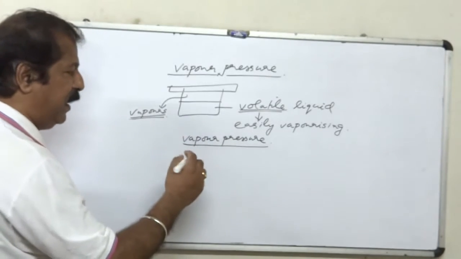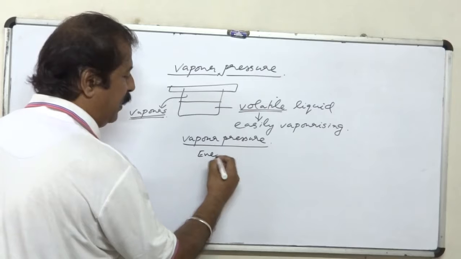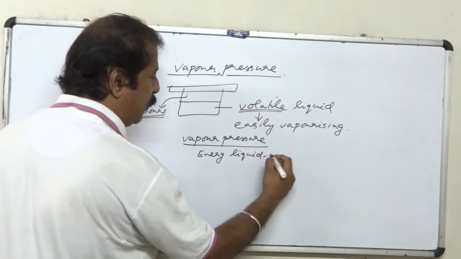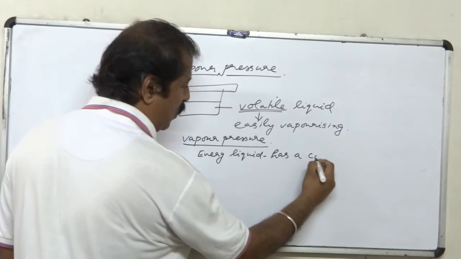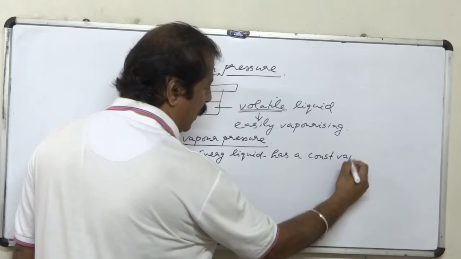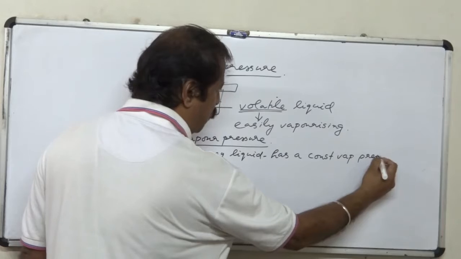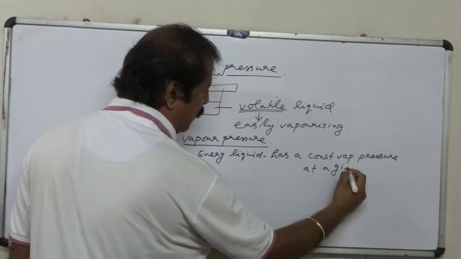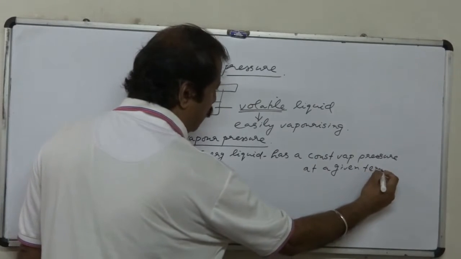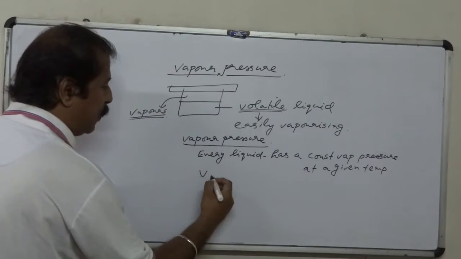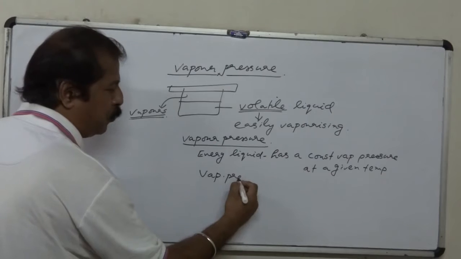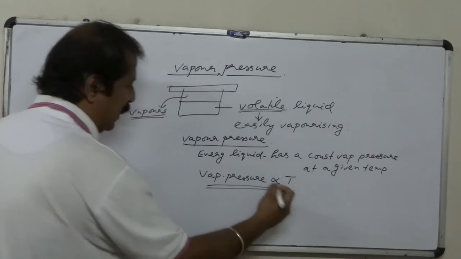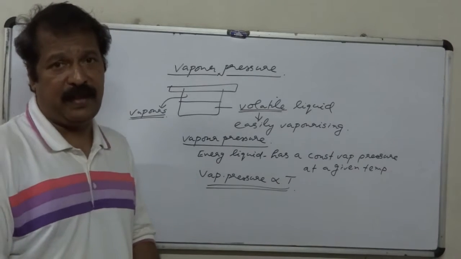And every liquid has a definite or constant vapor pressure. Every liquid has a constant vapor pressure at a given temperature. As temperature changes, the vapor pressure also changes. We can say vapor pressure is directly proportional to temperature. As temperature increases, vapor pressure also increases.